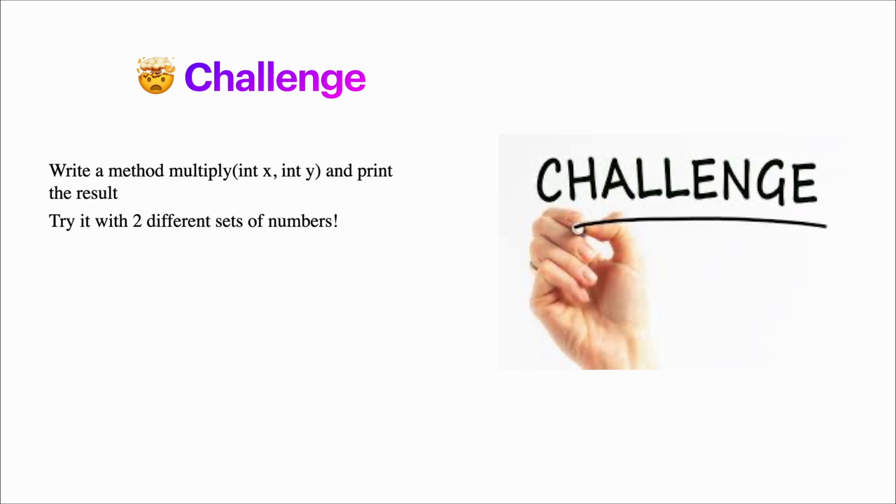So all you have to do is say public static void multiply int x int y, then open your curly braces and just put in System.out.println multiplication is x times y. Then you call the function using x and y numbers, any numbers of your choice. So pause the video and try the challenge.